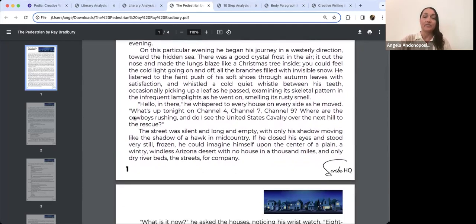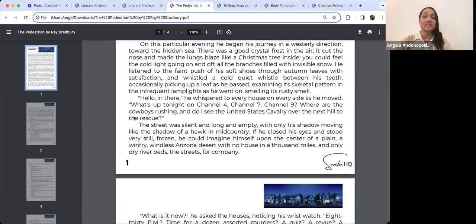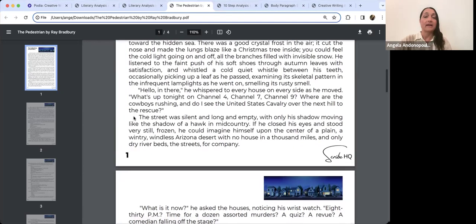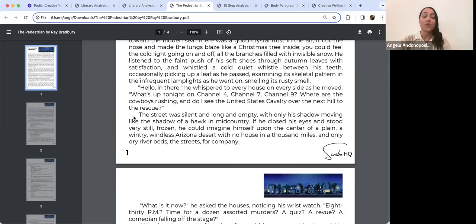On this particular evening, he began his journey in a westerly direction toward the hidden sea. There was a good crystal frost in the air. It cut the nose and made the lungs blaze like a Christmas tree inside. You could feel the cold light going on and off, all the branches filled with invisible snow.